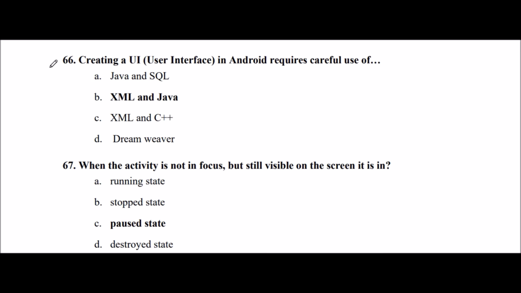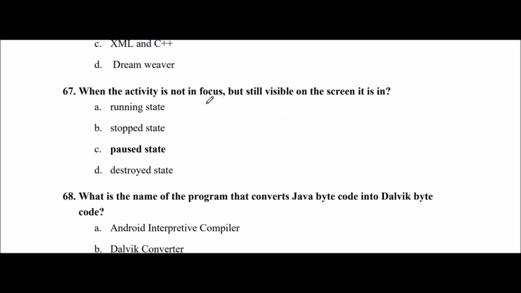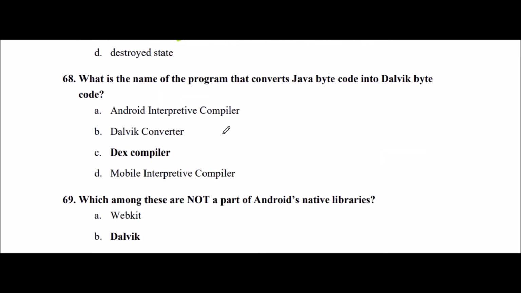Next question. Creating a UI, user interface, in Android requires careful use of XML and Java, because they both are main files in your application development process. Next question. When the activity is not in focus but is still visible on the screen, it is in paused state. Okay. Next question. What is the name of the program that converts Java bytecode into Dalvik bytecode? That is DEX compiler. Okay, DEX compiler converts Java bytecode into Dalvik bytecode.